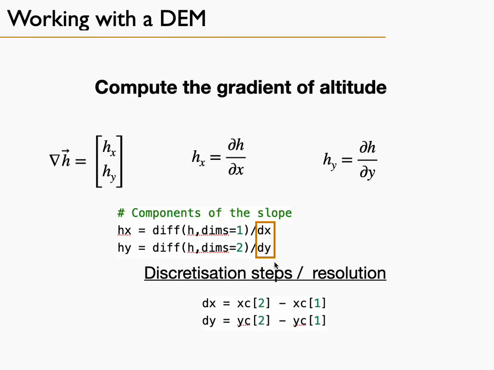dy and dx are the discretization steps that define the resolution of the model, and they can be computed, for example, by measuring the distance between 2 points along the x direction for dx, and 2 successive points in the y direction for dy. So dx can be written as xc position 2 minus xc position 1, and the same for yc.